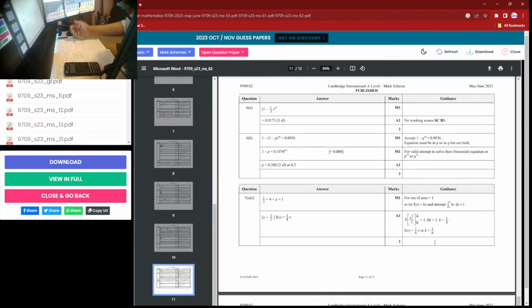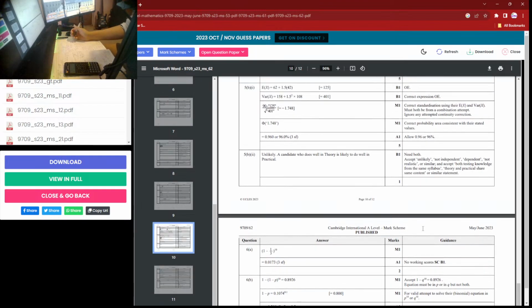Now the next one we have fx is equals to 1 over 8x. Alright. 0.2, okay, 0.0173, alright. Unlikely a candidate who does one theory is likely to do one practical. Alright, so that's correct. 0.977. Okay, I did not get that.